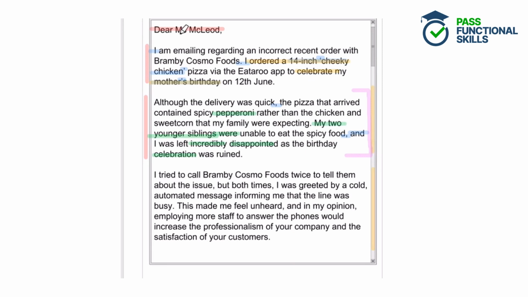We've got a logical order in which the paragraphs are laid out. So we have the first paragraph indicates what the email will be about and gives a few details about the pizza that they ordered. Then the next paragraph follows on from this to explain what happened with the delivery and what went wrong. Then we have an explanation of how the writer tried to fix the issue, but they indicate that the staff were not helpful because they did not answer the phone.